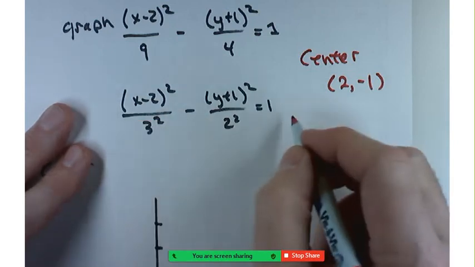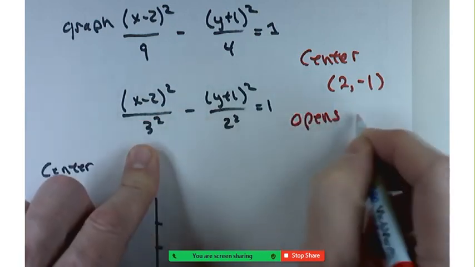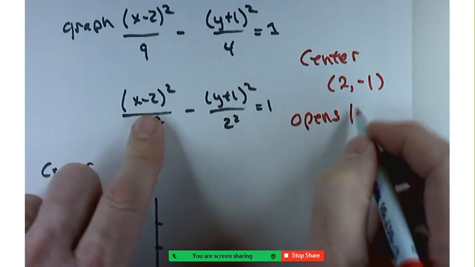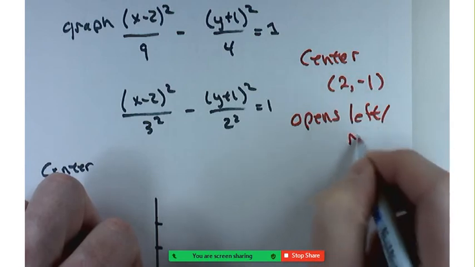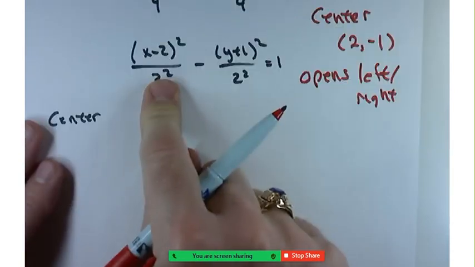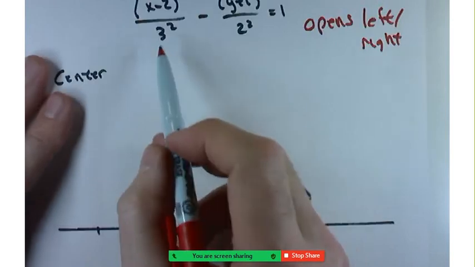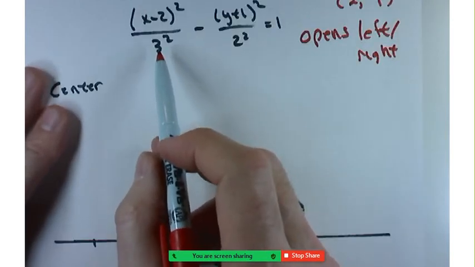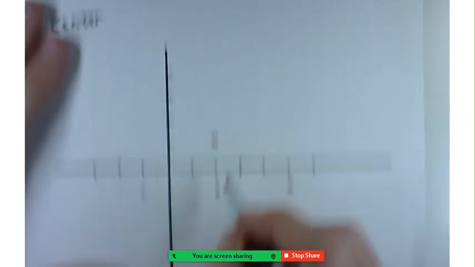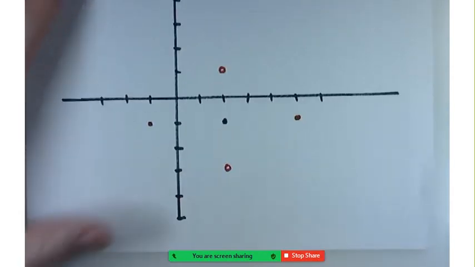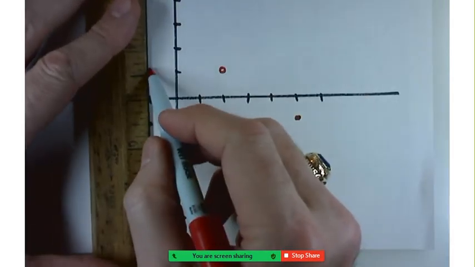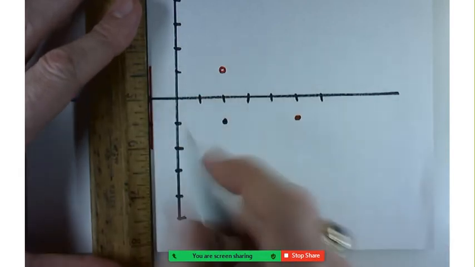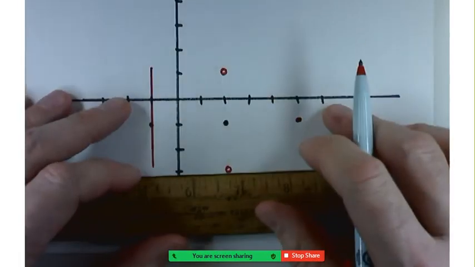Which way is this open? Left and right or up and down? Left and right. Because the x squared term is positive, it's going to open around the x-axis. You're going to find the vertices plus and minus 3 to the left of center, and then plus and minus 2, you find a couple more points. Those constitute your rectangle. I'm going to want to see your rectangle. So we'll draw all 4 points and then connect them with a rectangle.